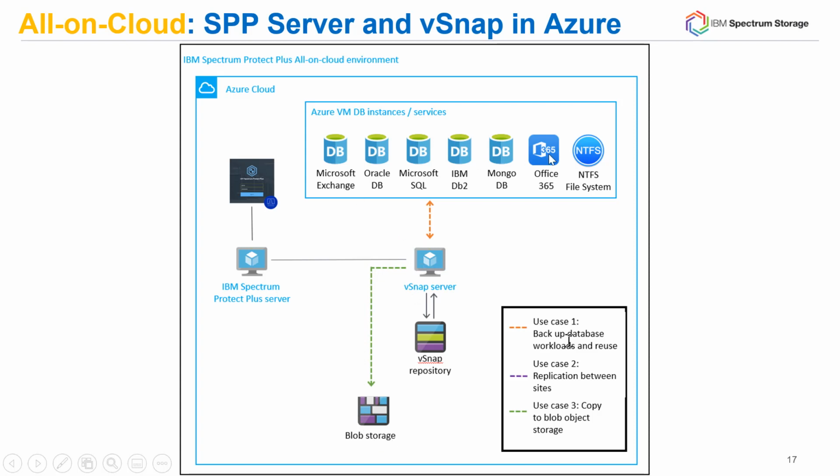So our first use case is simply backing up these applications. The second use case would be to replicate this vSnap server with another location, perhaps inside of the cloud or on-premise. And the third use case would be offloading those backups to blob storage for long-term retention.